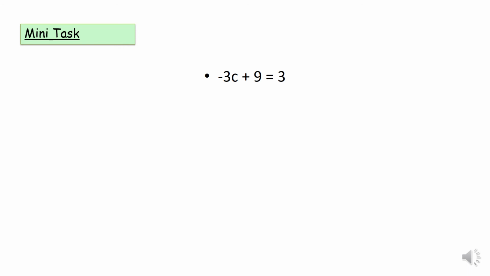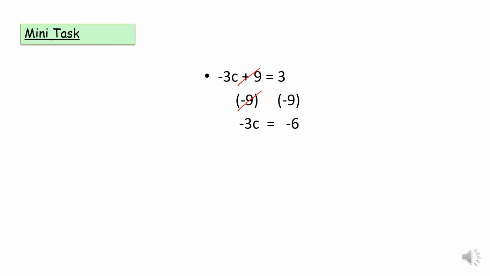Right, okay. Hopefully everybody started by taking away 9 from both sides. That's the first correct step. And then the 9s cancel out each other. +9 and -9 cancel out each other. And then you end up with -3c is equal to -6.